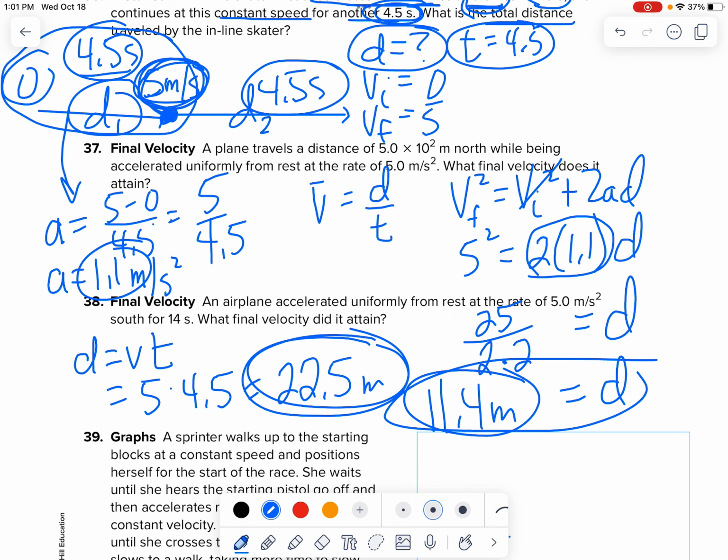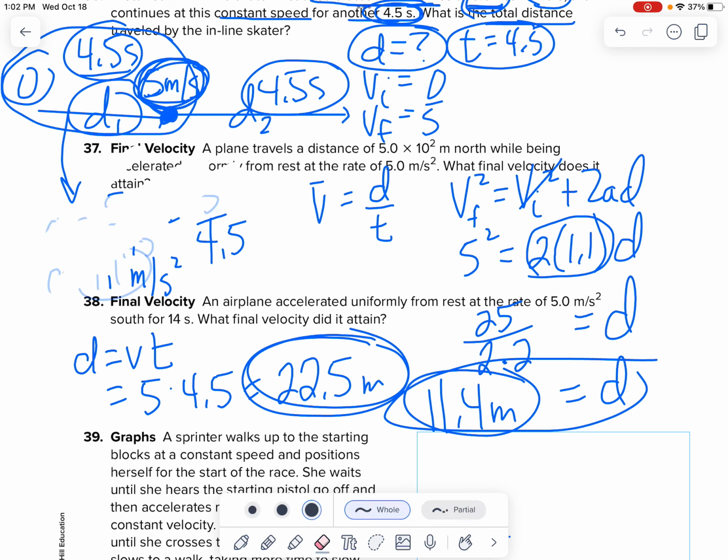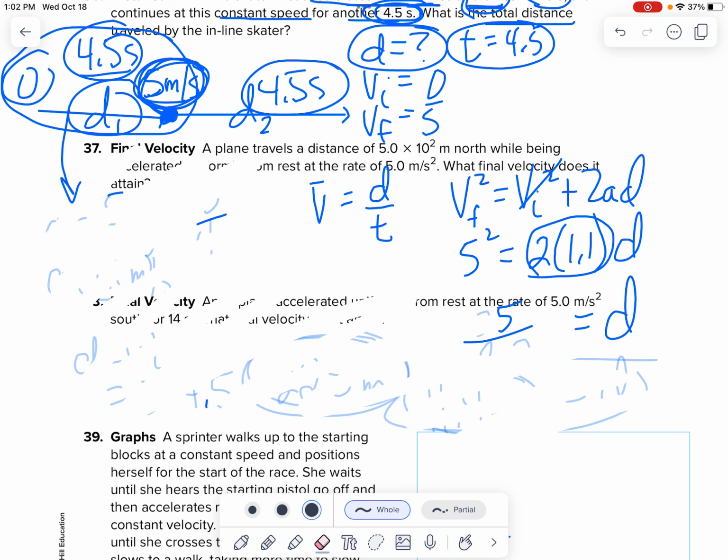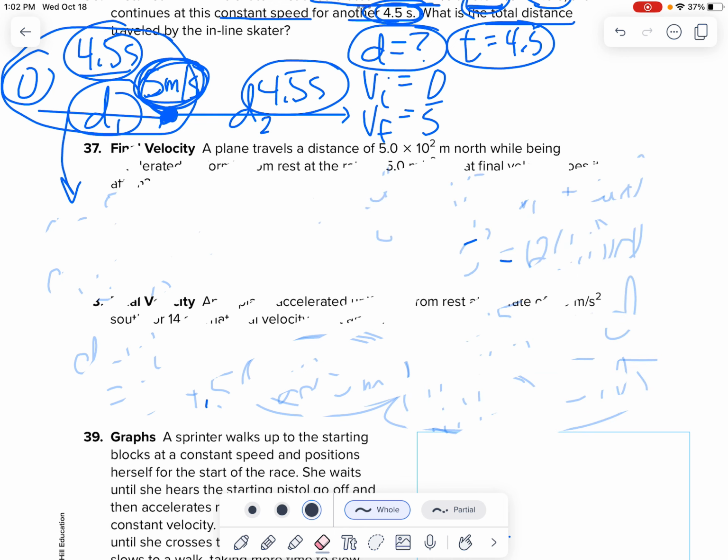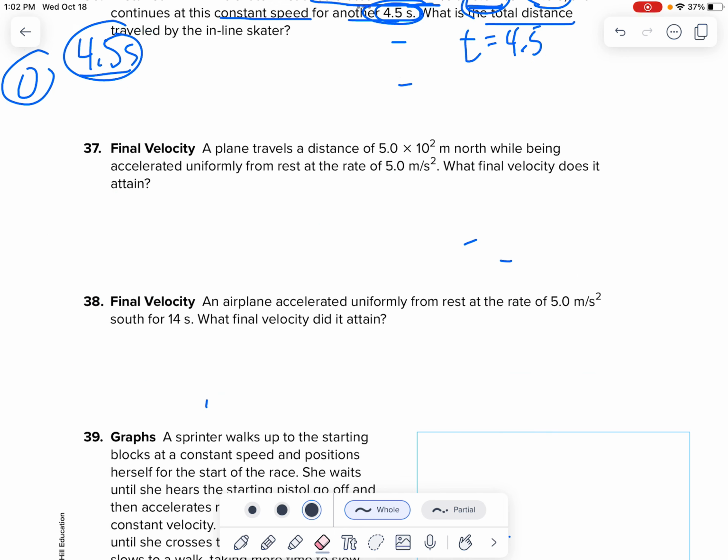Let's go on to a few more here. I'm just trying to give you as much as you possibly can have in order to get ready for this test and walk you through a few of these problems. All right, 37. We're doing the same thing every single time, ladies and gentlemen.